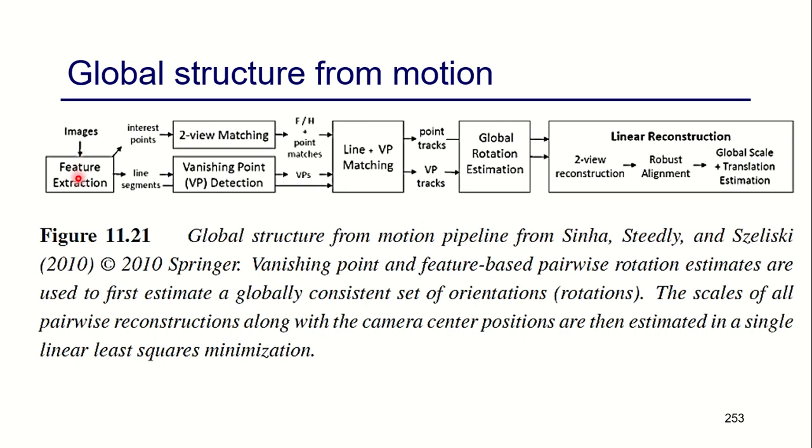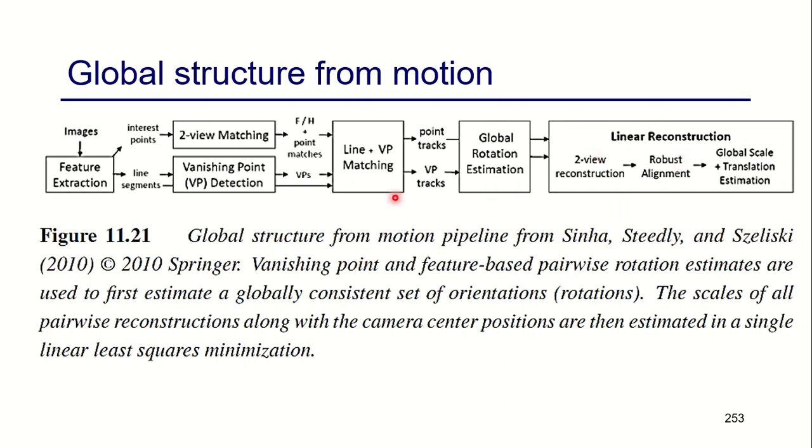So first we have the feature extraction, then you feed in all the images. From the images, take the interest points and line segments. Use the two-view matching and vanishing point detection. So to do all these processes, then line and virtual vanishing point matching, and then point tracks and vanishing point tracks are given to the global rotation estimation, then linearly constructed.